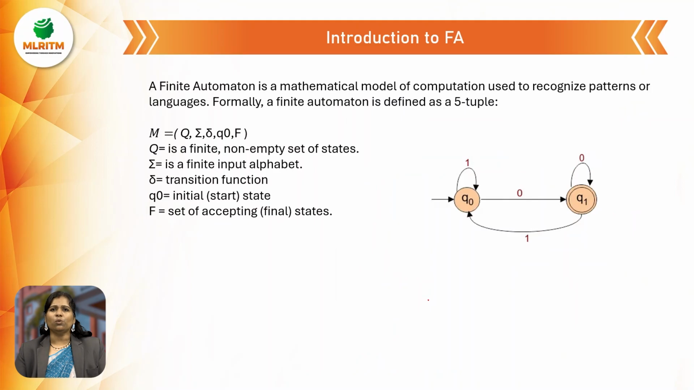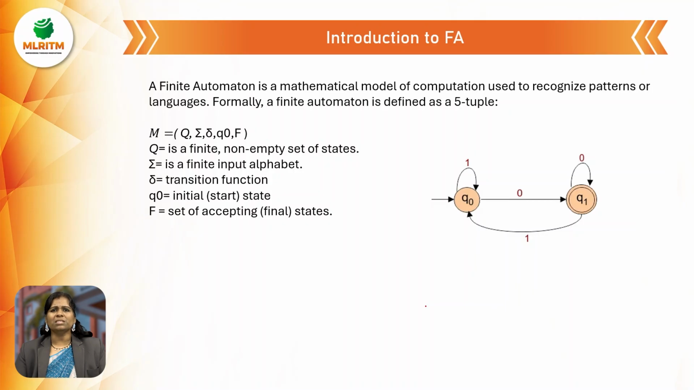Next is the introduction to finite automata. Finite automata is used to recognize patterns or languages. It is a mathematical computation model used to recognize patterns or languages. It contains 5 tuples, that is Q, sigma, delta, Q naught, F. What is Q? Q is a finite set, the number of states.